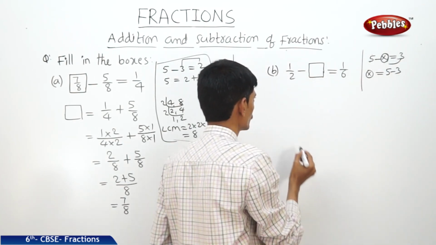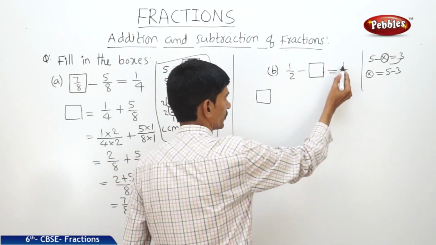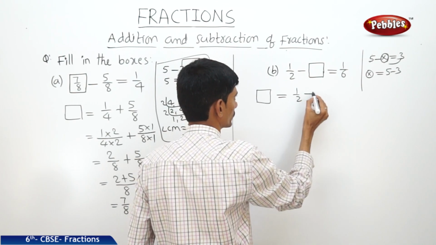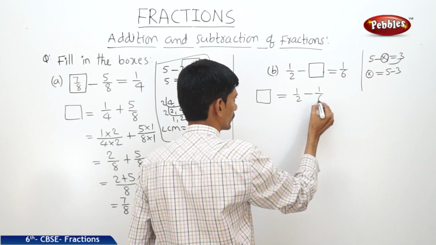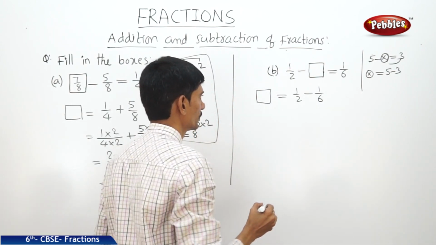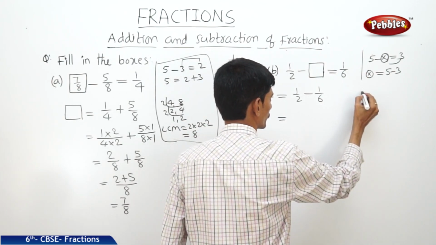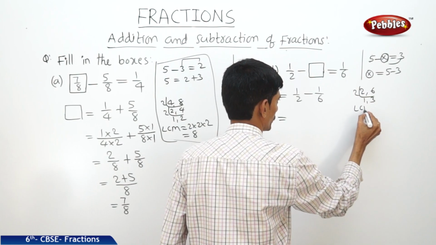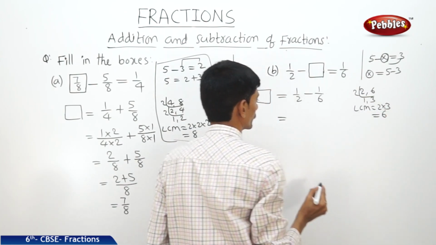So here also the blank can be obtained by subtracting 1 by 6 from 1 by 2. So this equals 1 by 2 minus 1 by 6. Now the LCM of 2 and 6: 2 1s are 2, 2 3s are 6. So LCM equals 2 into 3 equals 6.